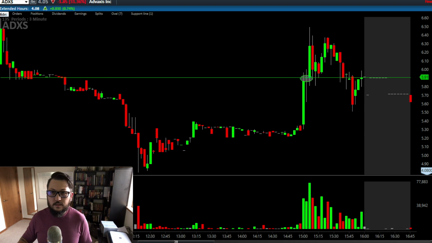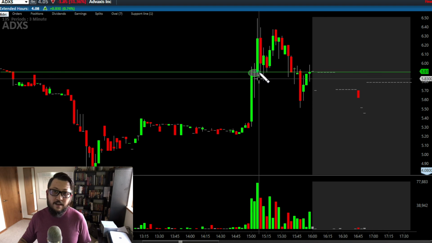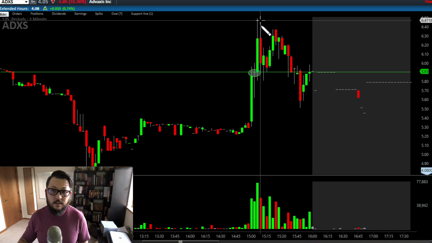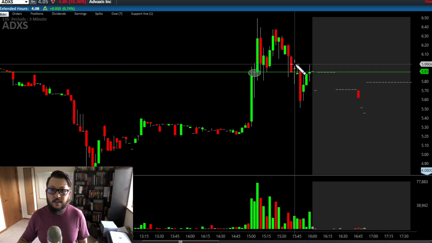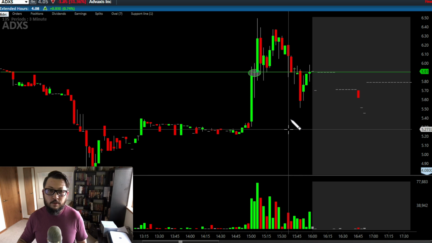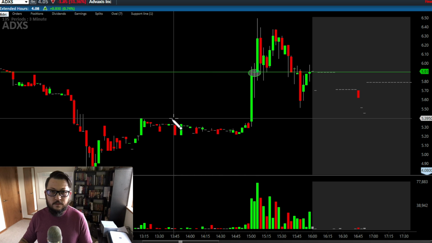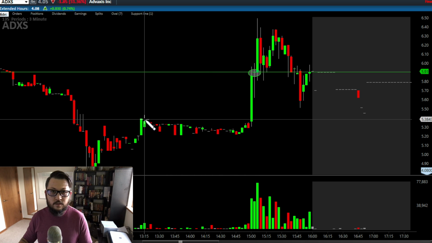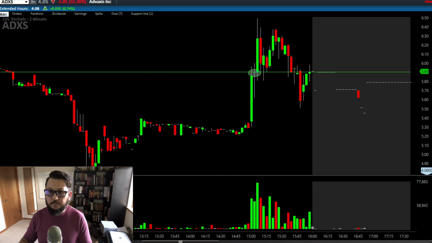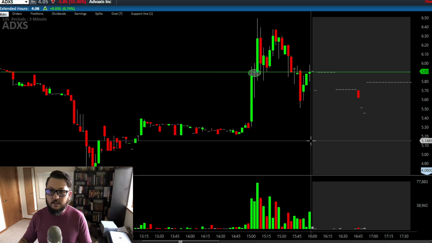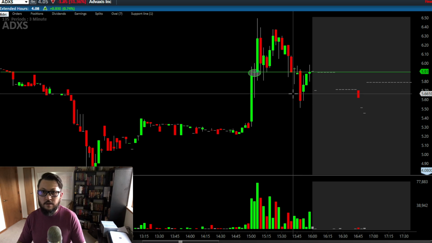So you can see after I entered, it did spike up to about 650 and then pulled back, and then it actually kind of fell below my entry price. I was feeling okay though. I was risking off of 540, so this high point right here, and it never came down to my risk point, so I was okay holding it.